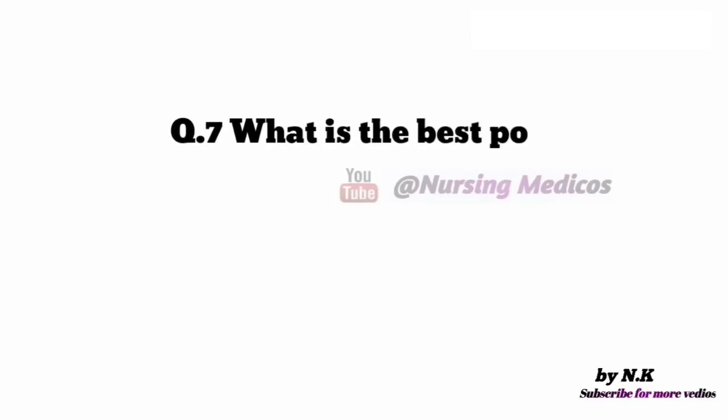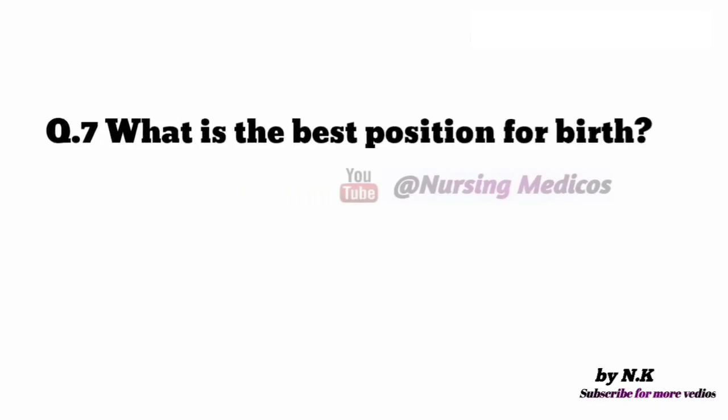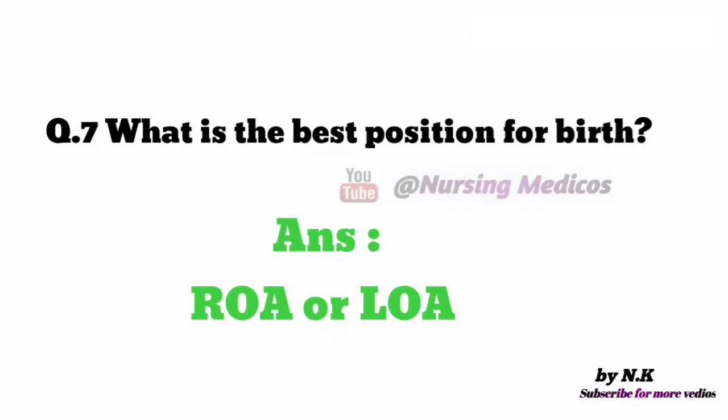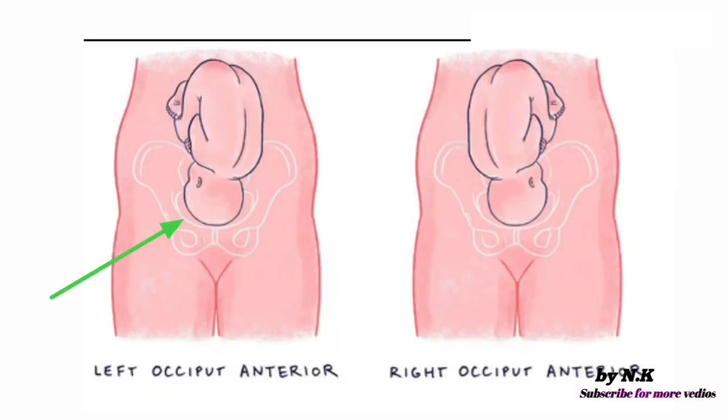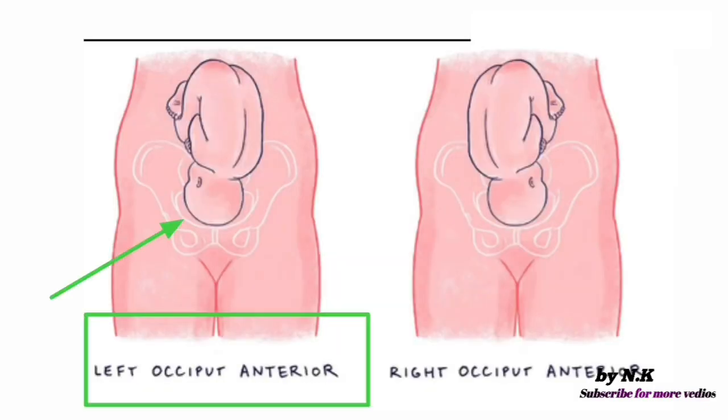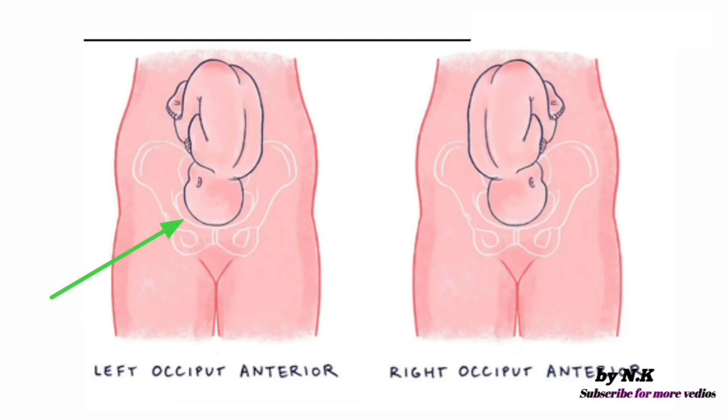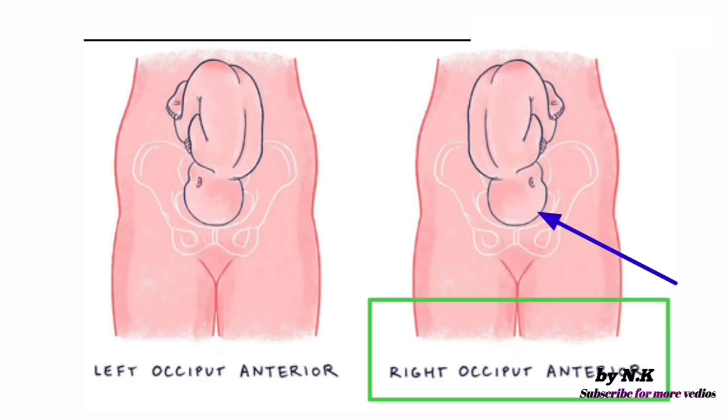The next seventh one. What is the best position for birth? That is ROA and LOA. We will see one by one in detail. That is, we can see this is left occipito anterior. The second one, this is right occipito anterior.